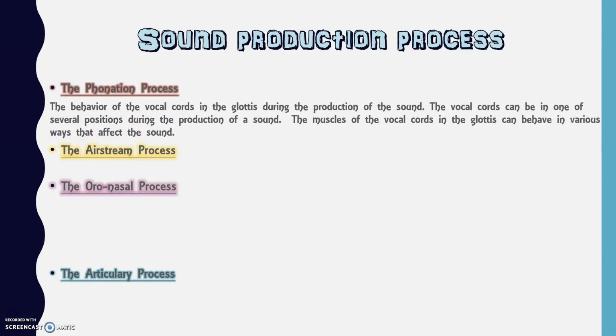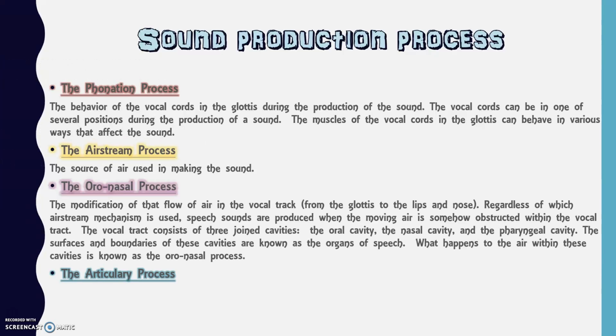The phonation process is the behavior of the vocal cords in the glottis during the pronunciation of a sound. The vocal cords can be in one of several positions during the production of sound. The muscles of the vocal cords in the glottis can behave in various ways that affect the sounds. And next, the airstream process. The airstream process is the source of air that is used in making the sound.